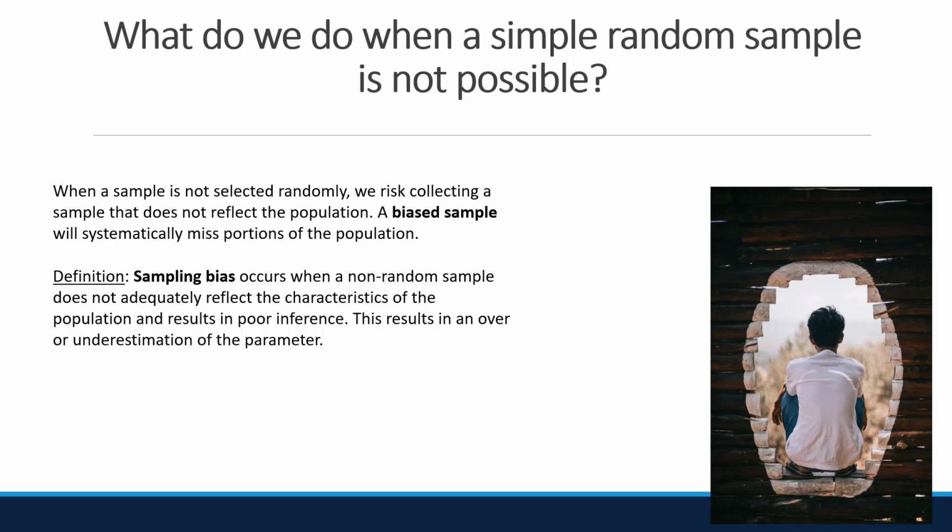Definition. Sampling bias occurs when a non-random sample does not adequately reflect the characteristics of the population and results in poor inference. This results in an over or underestimation of the parameter. Non-random samples can have many issues. Let's consider some different non-random samples and identify some issues they may have.